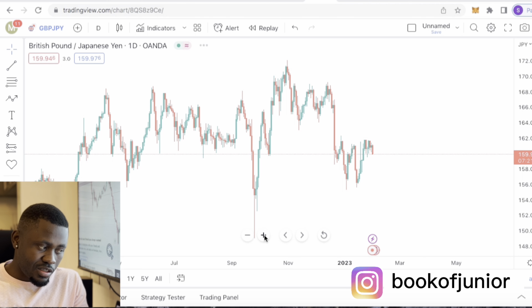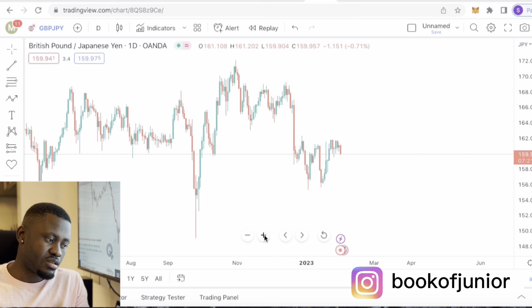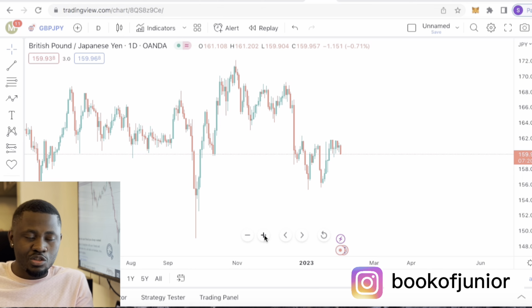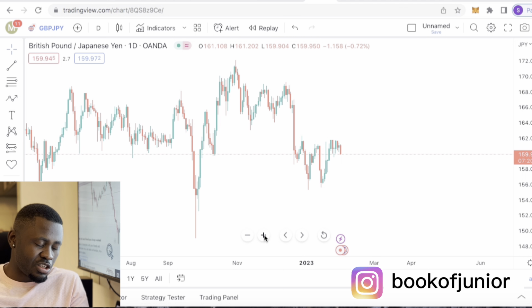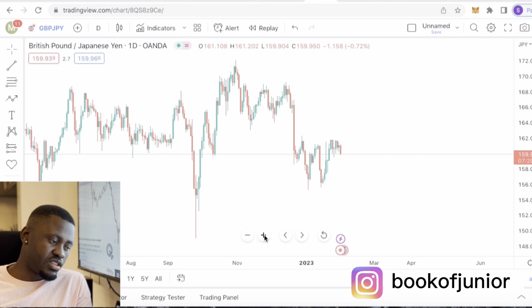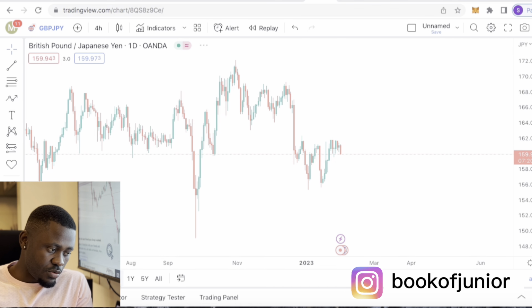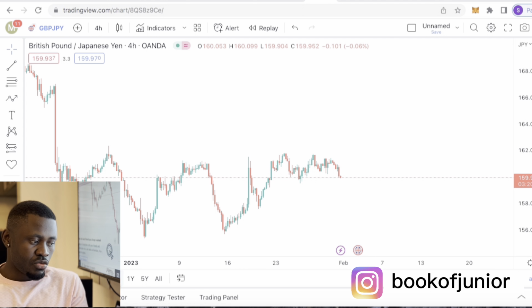So as you can see, the market that we have on the daily time frame is more of a downtrend market, though it's also a consolidation, because price is just in a fixed zone. So what we are going to do now is mark out our support and resistance levels on the 4-hour time frame. Let's check the 4-hour time frame and see how it looks.